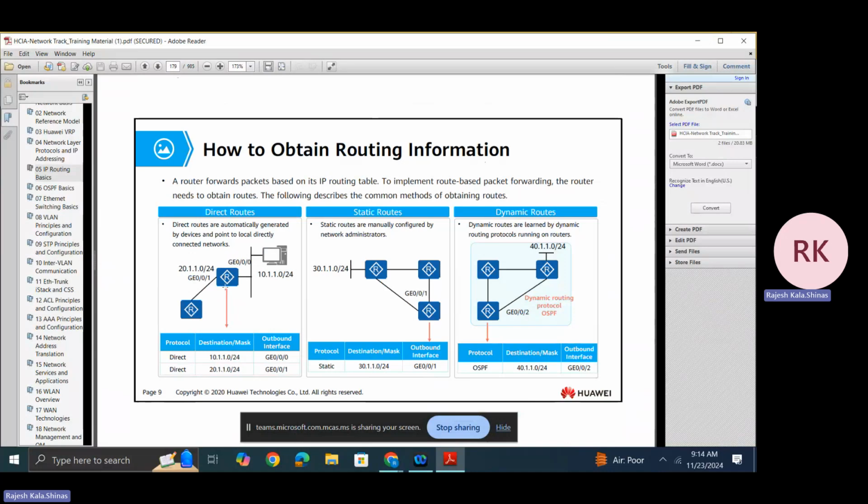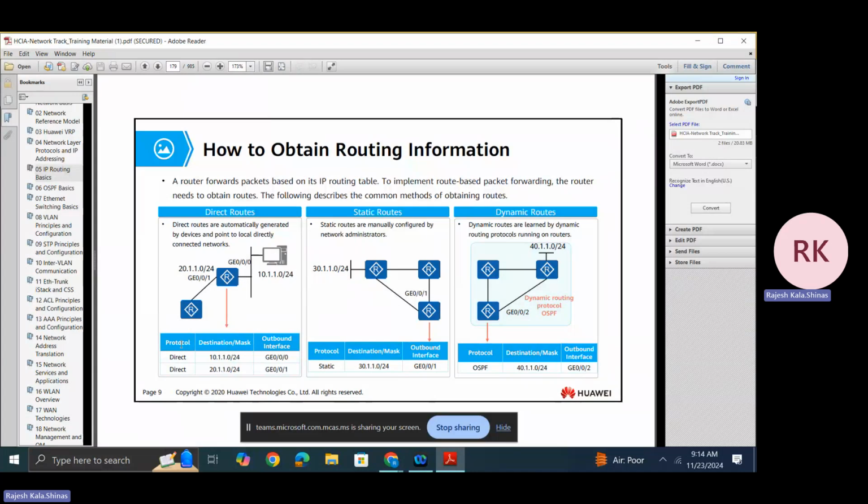Here R1 is connected on the right side to 10.1.1.0/24 through GE0/0/0, because I assigned an IP there. And the same R1 is connected on the left side to another network, 21.1.1.0/24, through interface GE0/0/1. So this is automatically added into the routing table. No need for you to manually add it, because it is connected through direct point-to-point links or cables.